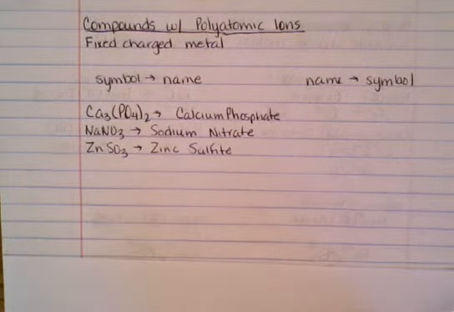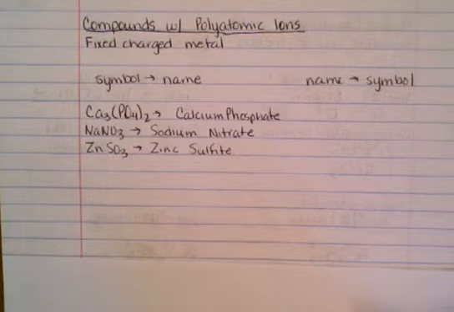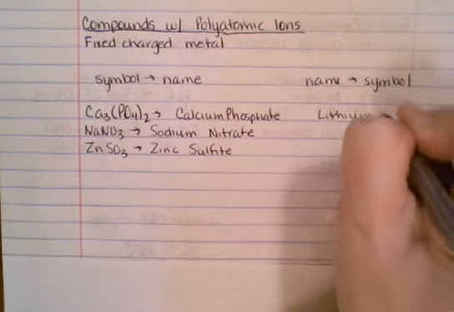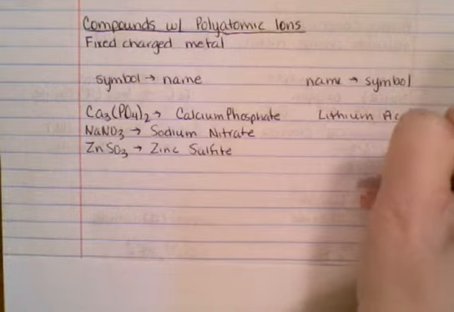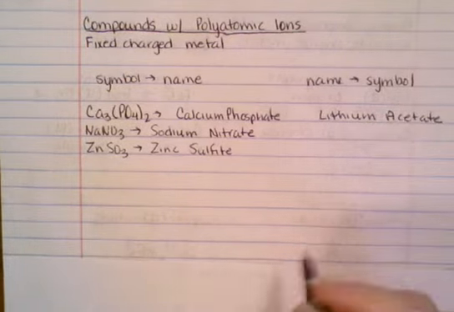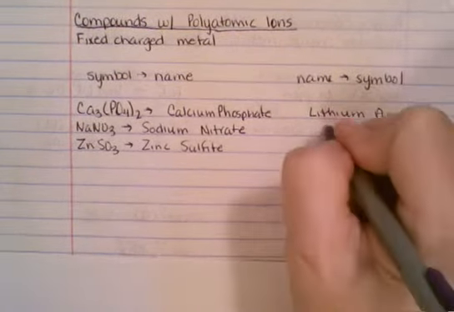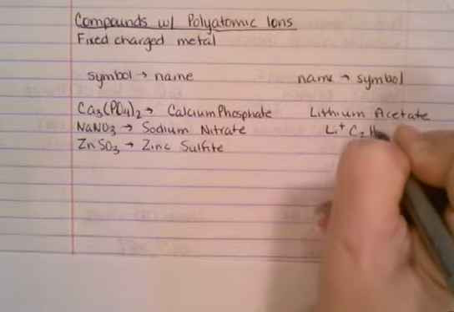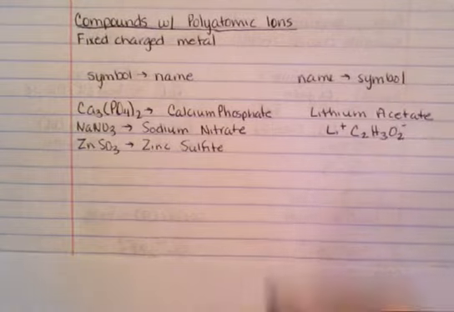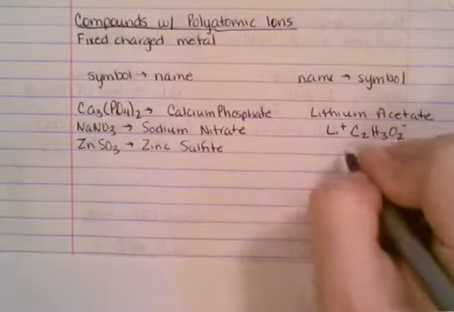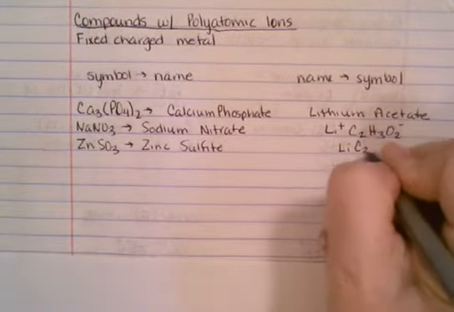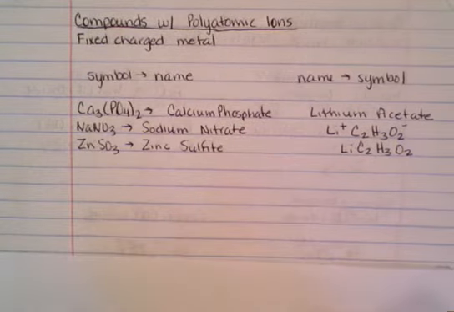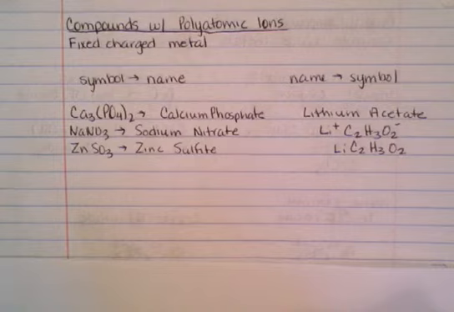So now what if I give you the name and you want to give me the symbol? So let's say we have lithium acetate. Well, we know that lithium is Li, it has a +1 charge. Acetate is C2H3O2, has a -1, so when we add those together we get 0, so this is simply going to be LiC2H3O2, and you're done.